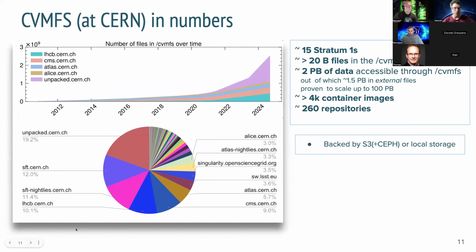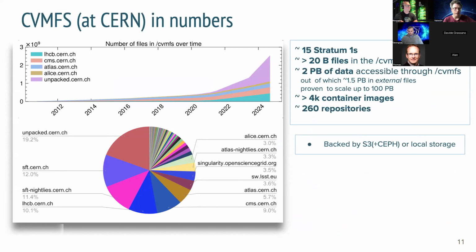All right, just to give you some numbers for the CVMFS deployment at CERN. Here we have about 15 Stratum 1s. These are basically the sites that have a full copy of the repository data for all of the software repositories. We have about 260 of those.